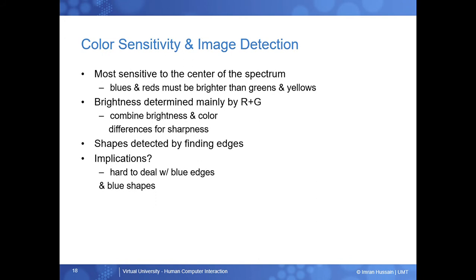Okay, so color sensitivity in image detection. We are most sensitive to the center of the spectrum. So blues and reds must be brighter than greens and yellows. Brightness is determined mainly by red and green. The combined brightness of colors makes a difference for sharpness. Shapes are detected by finding edges. So it is really hard to deal with blue edges and blue shapes.